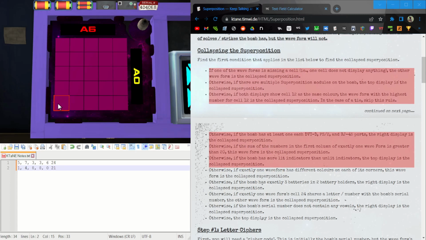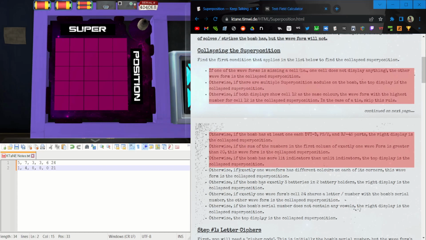Orange, blue, and red. So this does not apply for the top display since we have 2 blues here. And let's look at the right display. We have blue, green, purple, and yellow. This does apply, so exactly one of them. So we're going to be using the right display for the rest of the module.